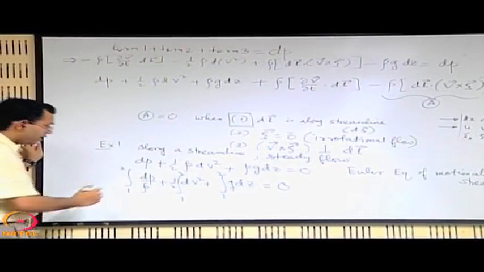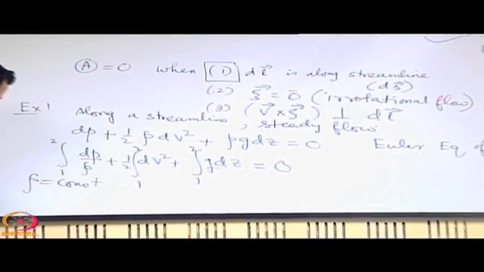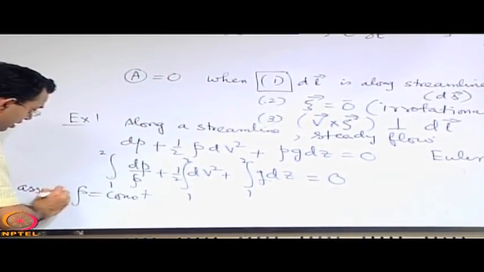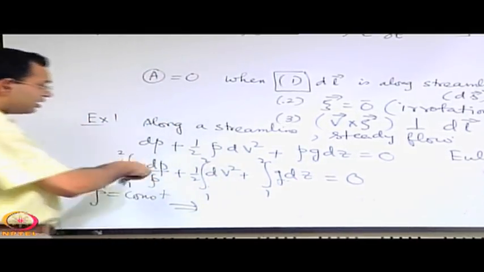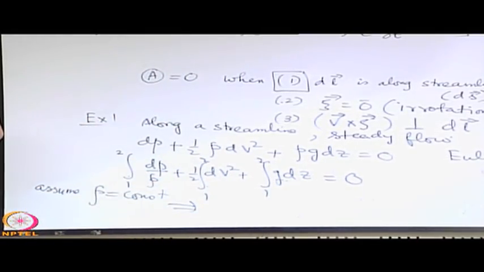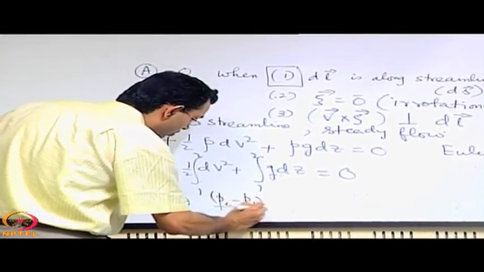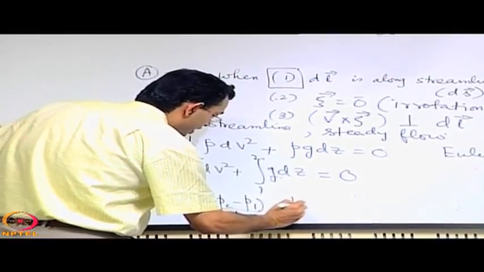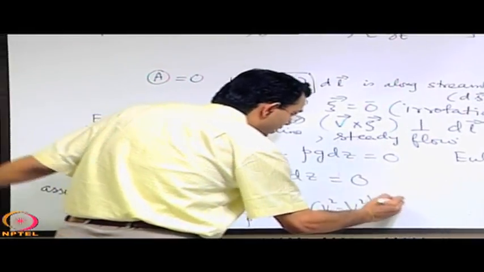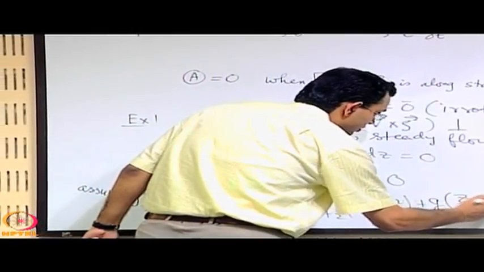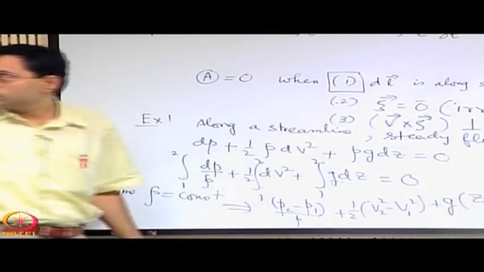Now you make an assumption that rho is a constant, a special case of an incompressible flow. Then you can take the rho out of the derivatives. So you can write (P2 minus P1) by rho plus half (V2 square minus V1 square) plus g into (Z2 minus Z1) is equal to 0.